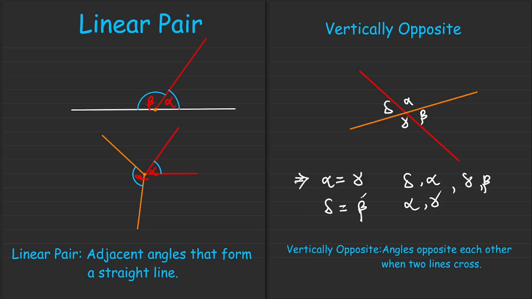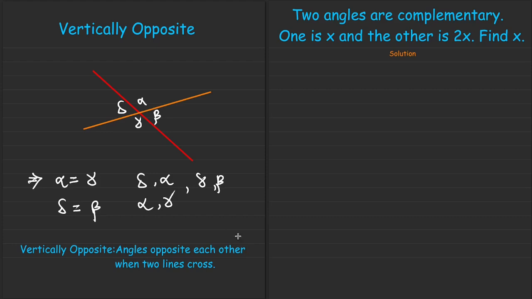So with all these, let's now solve some examples. For our first question here, it says two angles are complementary. One is x and the other is 2x. You have to find x. Very simple and straightforward. So first of all, look at the property that is mentioned here. For complementary angles, it simply means when we sum them up, we are supposed to get 90 degrees. So we have to write that.